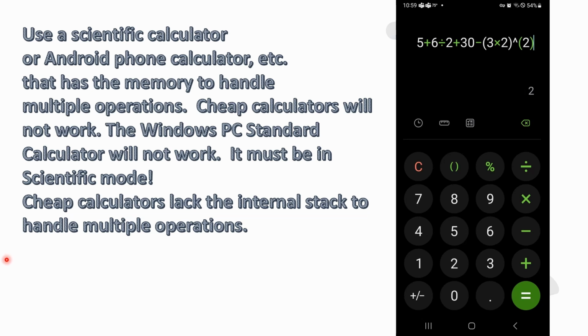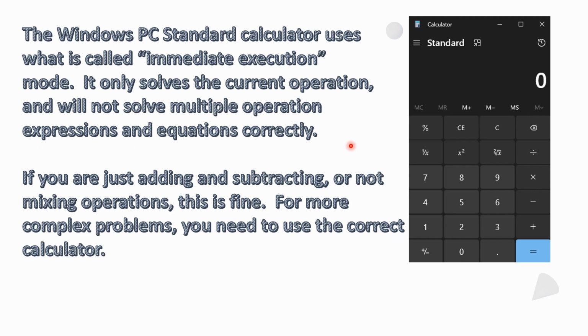So it's basically solving as you're entering. Like so, it's doing like 5 plus 6 equals and giving you 11 to start with, and then you need to put it in scientific mode. The screenshot I have here is from an Android. But the Windows PC standard mode calculator, you'll know it because I think that's the default setting. It'll say standard right here.